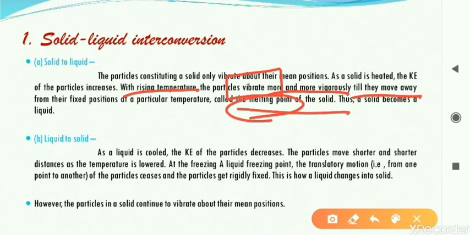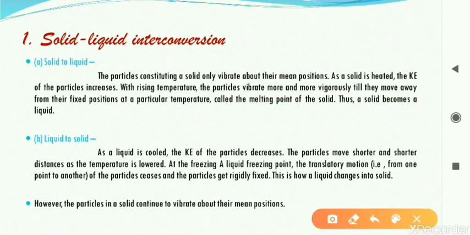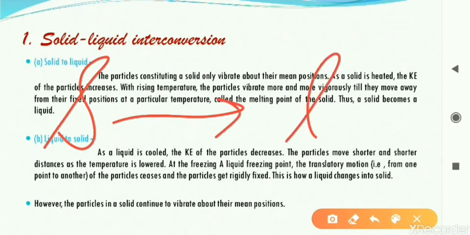That is, the solid has started to melt. Melt means the solid has started to convert into liquid. So that is what is called solid to liquid interconversion. Solid changes to liquid at a temperature called the melting point.